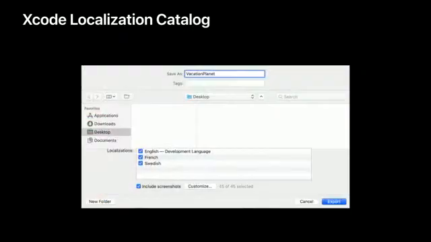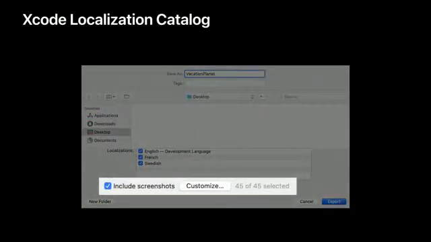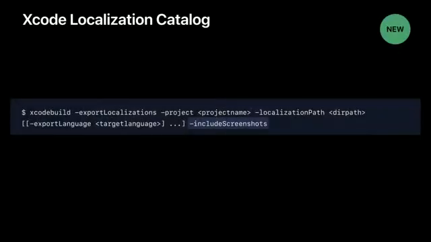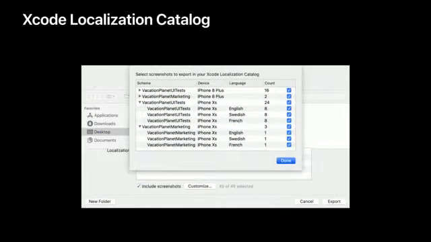And all it takes is one single click during the export for localization workflow that you're already using. If you rely on automation to generate your localization catalog, you can simply add the include screenshots argument to your Xcode build export localizations command. You can also customize which screenshots are exported. We made it easy for you to specify which test targets, devices, and languages are exported per localization catalog.